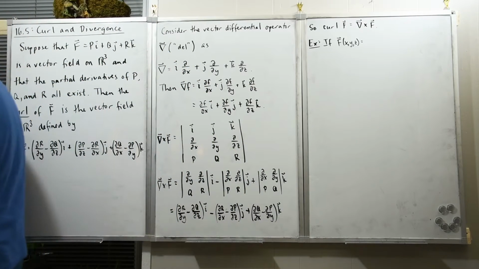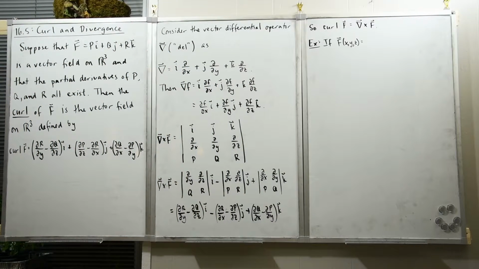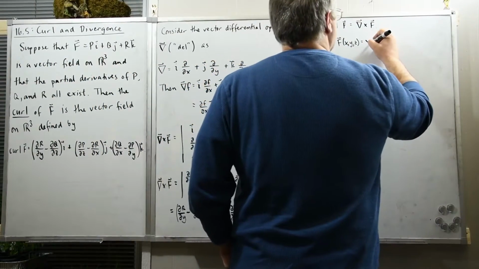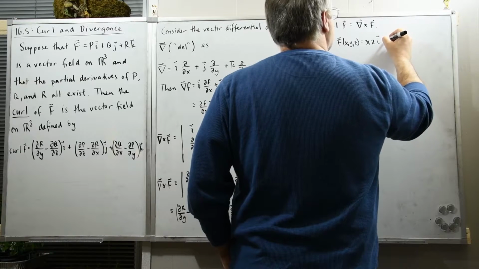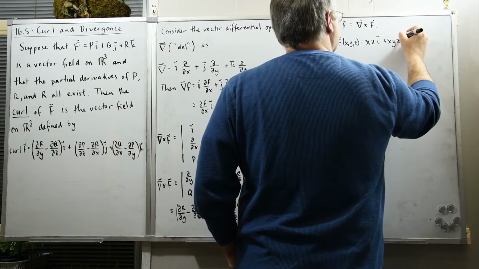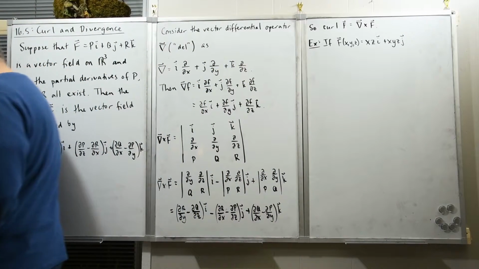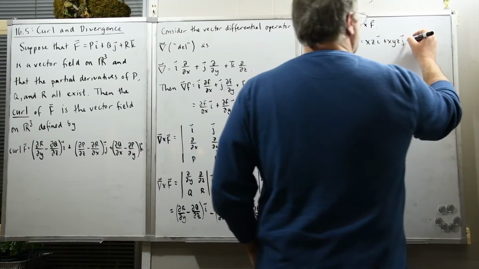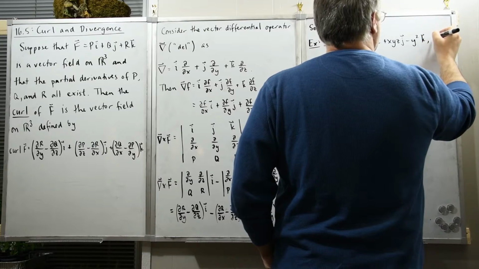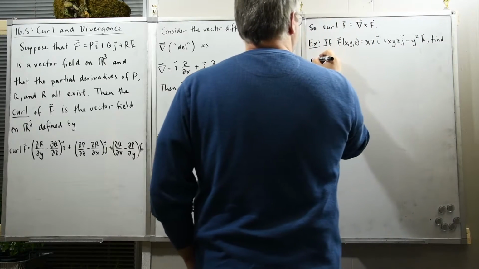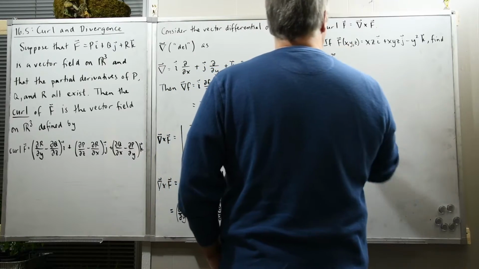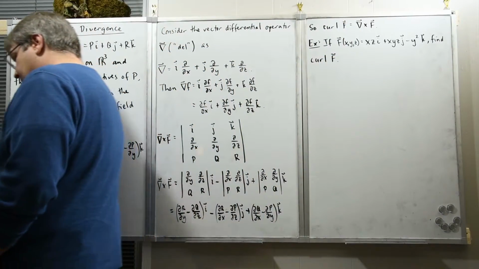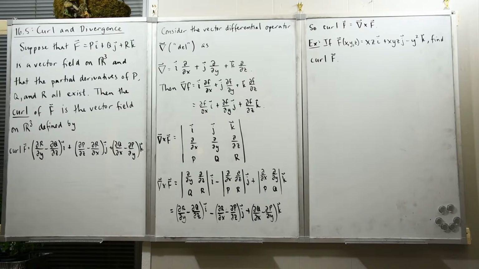So in this example, let's say we have vector field F of x, y, z equals xz i plus xyz j minus y squared k. So for this vector field, we're going to find the curl of F.